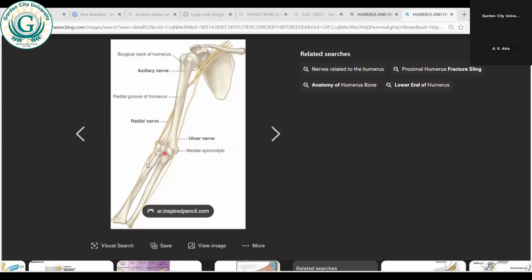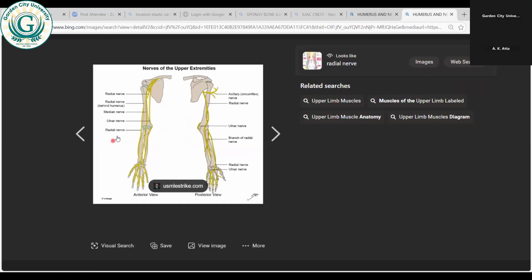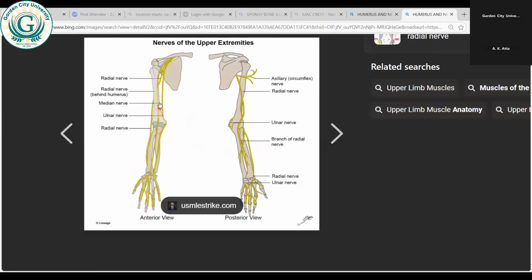There's another nerve that is here. They are not showing it. I'm surprised. And that one is the median nerve. So you can see here too, there's a median nerve here. So when there's a fracture here, it can affect the radial nerve, the ulnar nerve, and the median nerve. Here you can see the ulnar nerve passing behind the medial epicondyle.